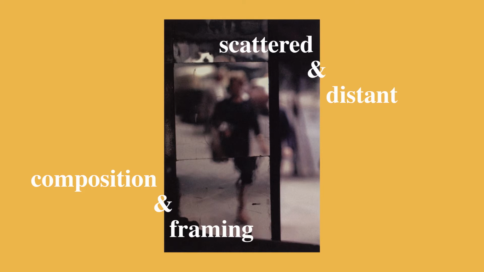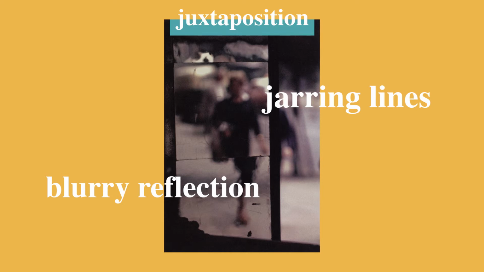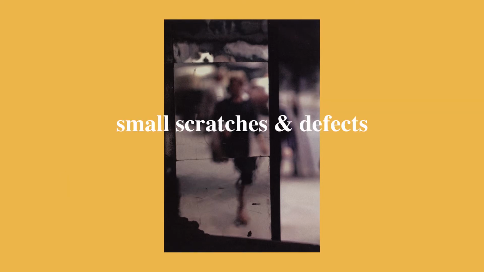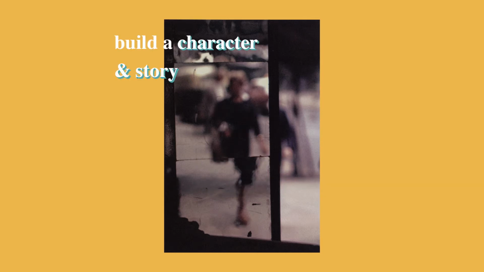The image itself has a very scattered and distant tone through the use of composition and framing. There's a juxtaposition between the very jarring lines of the mirror and the blurry reflection of the woman. Her upper and lower body is split, and we see these small scratches and defects that create a more natural and candid tone. In fact, these images seem more honest and revealing, as if they are trying to draw out the hidden characters of the subject. The little details help build a character and story around the woman, making the image more personal and intimate.